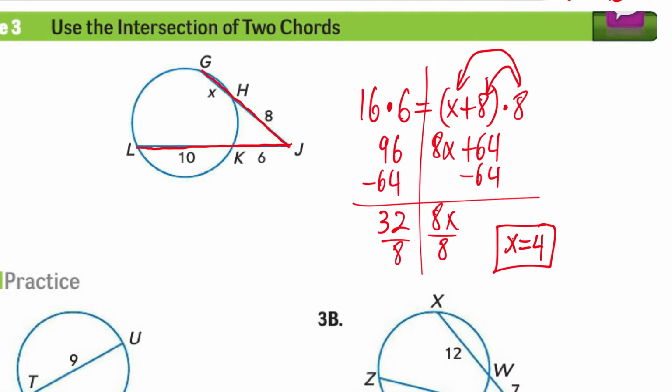So just to check that, over here, 16 times 6 is 96. Okay, if I plug in 4 for what I got, how long is that whole thing? It's 12 times the outside of 8. What's 12 times 8? 96. So that checks out. That's good.